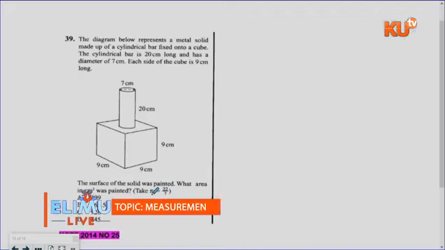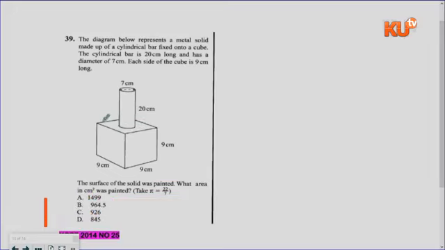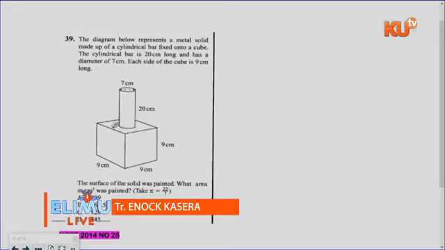Now remember, if we are finding the surface area, the area that is painted, then we are supposed to make sure that we find the area of all sides that are outside. Now remember, this metal rod is fixed on the top part of this cube, and so to find the area of the top part of this cube, we are going to find the area, and then after finding the area, we subtract the area of the circle.